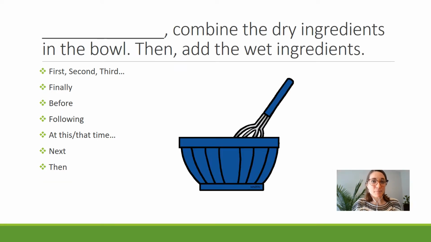Let's look at an example. This first example is a classic example of baking. Now, anytime you're baking or following a recipe, you have to follow the instructions from beginning to end. So take a look at this. It says, blank, combine the dry ingredients in the bowl. Then add the wet ingredients. So if we're thinking about the order in which we would do these things, one of those things comes before the other. So we might say something like, first, combine the dry ingredients in the bowl, then add the wet ingredients.